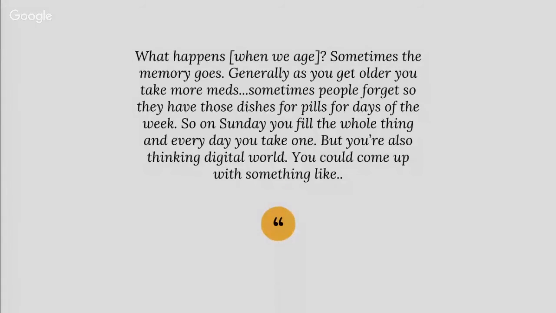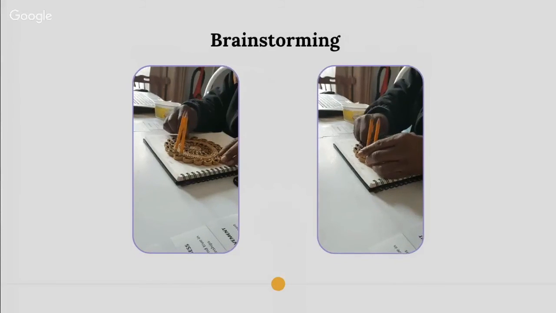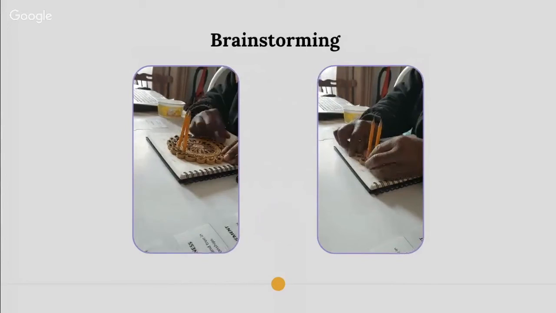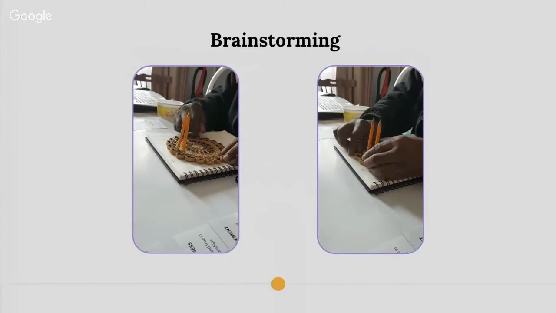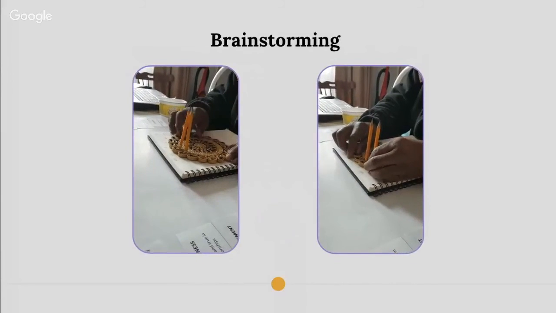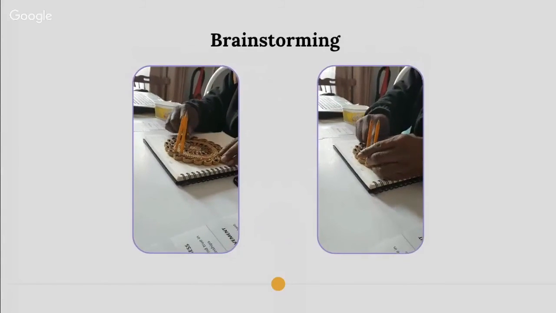After probably a good 25 minutes, we got to what happens when we age. Sometimes the memory goes. Generally, as you get older, you take more medication. Sometimes people forget, so they have those dishes for pills for days of the week. So on Sunday, you fill the whole thing, and every day you take one. But you're also thinking digital world. You could come up with something like this. And one of the participants then reached out, grabbed any material that was closest to him, and built a rudimentary prototype of a digitalized pill box.